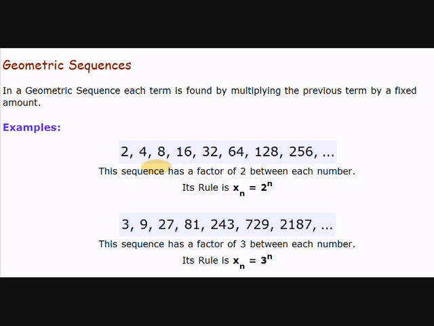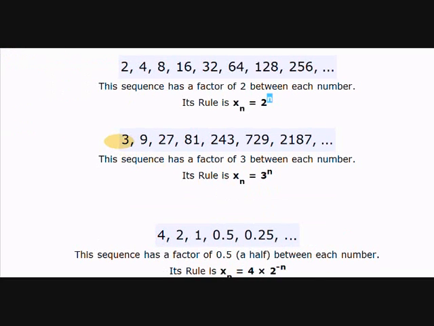So this sequence has a factor of 2 between each number. Hence we can write the rule as xn equal to 2 to the power n, n being the nth term; the fourth term means 2 to the power 4, etc. Let's take another example: 3, 9, 27, 81, 243, 729, 2187, etc.